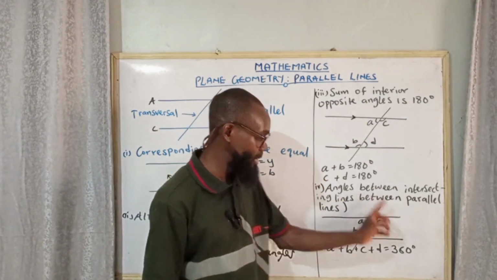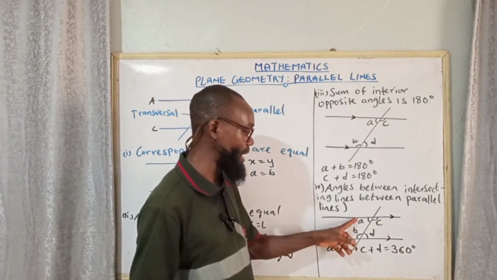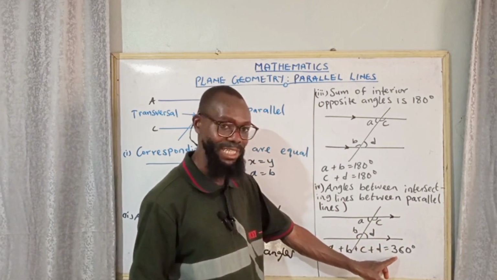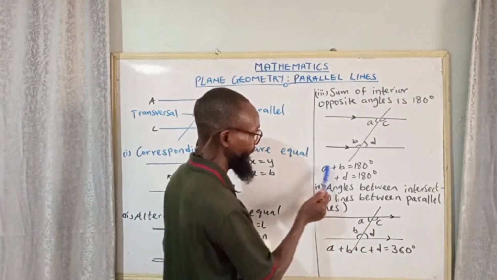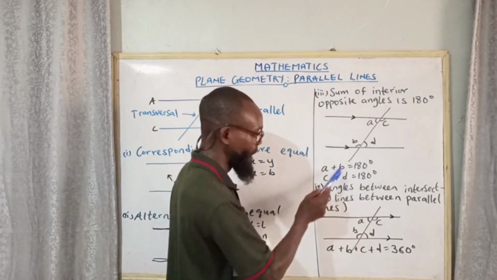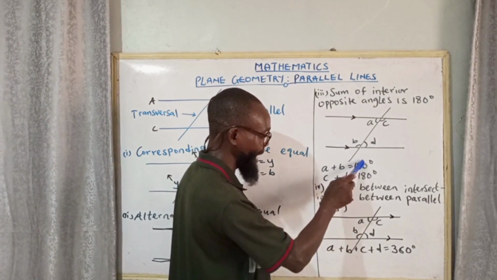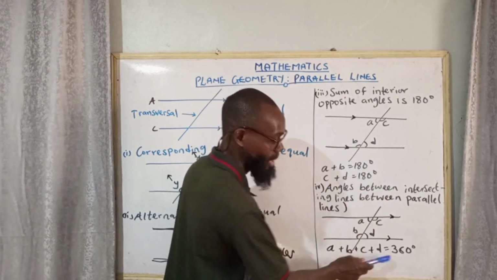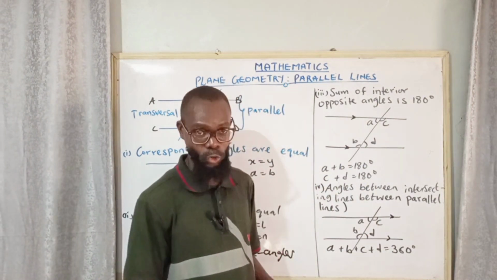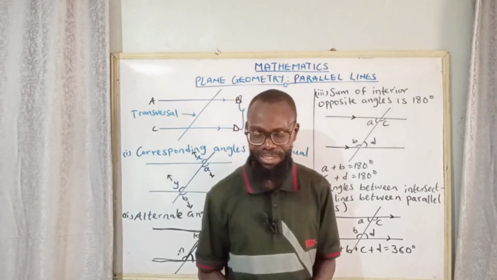We see the same way here, these parallel lines. When you sum angle A plus B plus C plus D together, it equals 360 degrees. Meaning that from here, A plus B is 180 degrees, C plus D is 180 degrees. So when you sum up A plus B plus C plus D, it will equal 180 degrees plus 180 degrees, which equals what? 360 degrees. So when the angles are more than two angles, when you sum them up, they will equal 360 degrees.